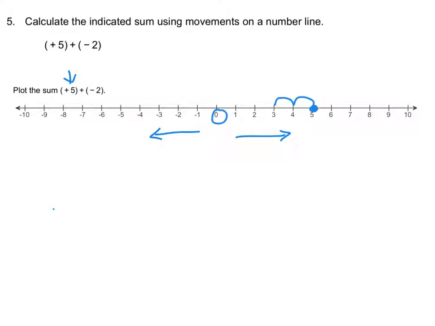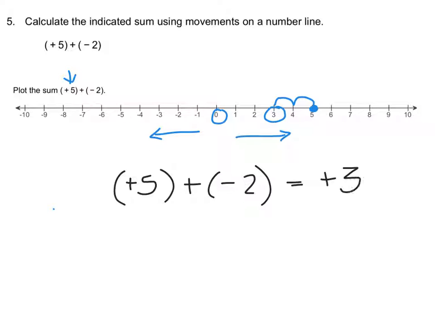So when I move 2 places to the left, I'm at the number 3. And 3 is my answer. So the sum of positive 5 plus negative 2 equals positive 3. We can write this as plus 3 or just a regular 3. Either answer will work.